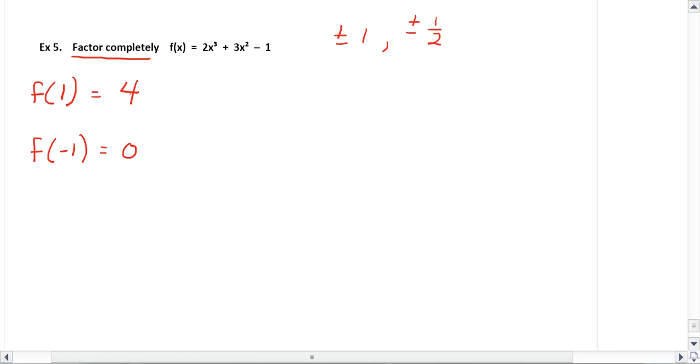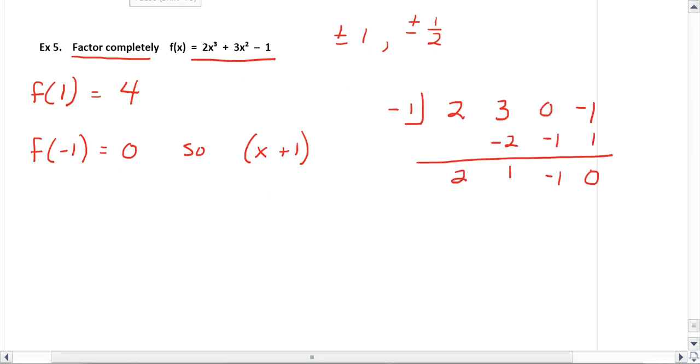Plugging in a 1 gave me a 4, so that didn't work. But when I put in a -1, I got 0. So we have a winner here. That means that x plus 1 is a factor. So we found our first factor. Now we need to bring this third degree down to a second degree, so let's do synthetic with the -1. So the results of the synthetic now give me a quadratic, or an x² equation.